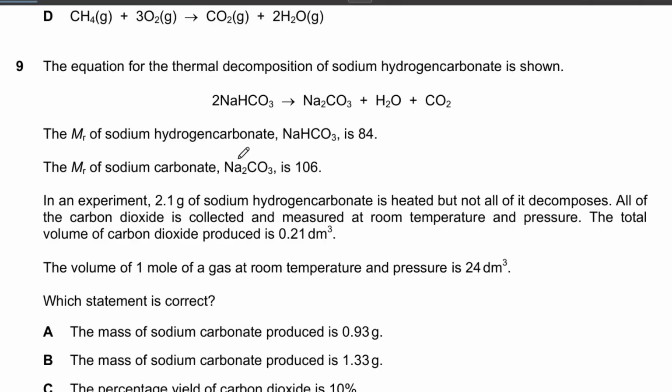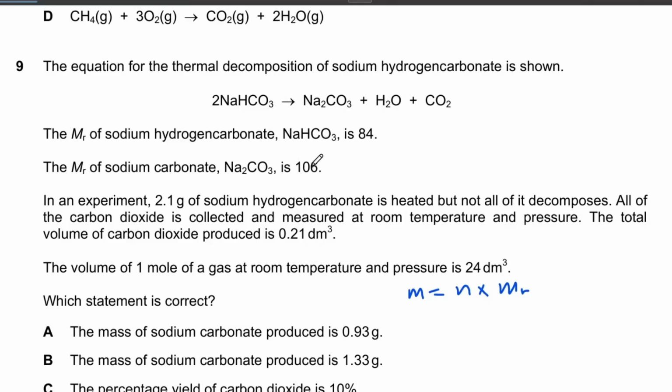So let's start with the mass of sodium carbonate. Here we are told that the total volume of carbon dioxide produced is 0.21 dm³, and 1 mole of a gas at room temperature and pressure is 24 dm³. So that means we can get the number of moles of our carbon dioxide, so that we can get the number of moles of sodium carbonate before we calculate the mass of sodium carbonate. So mass is equal to number of moles multiplied by relative formula mass.